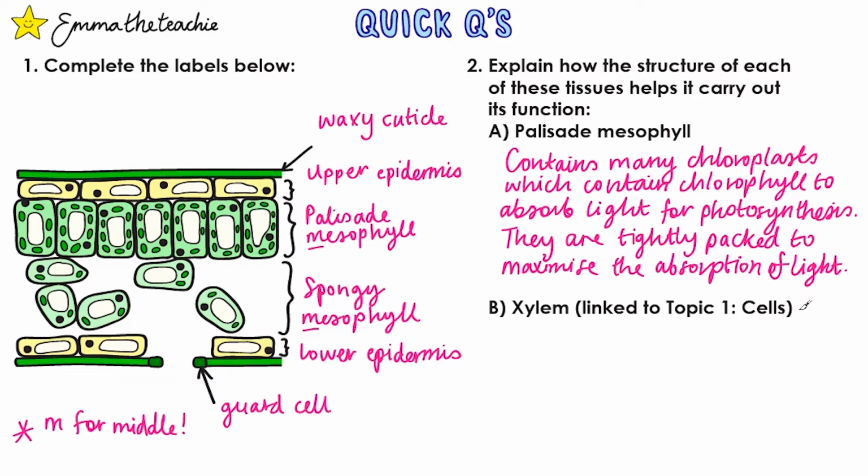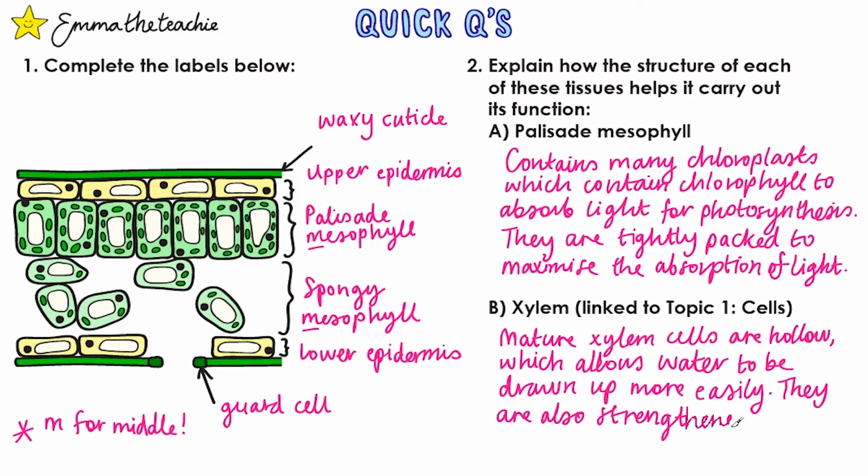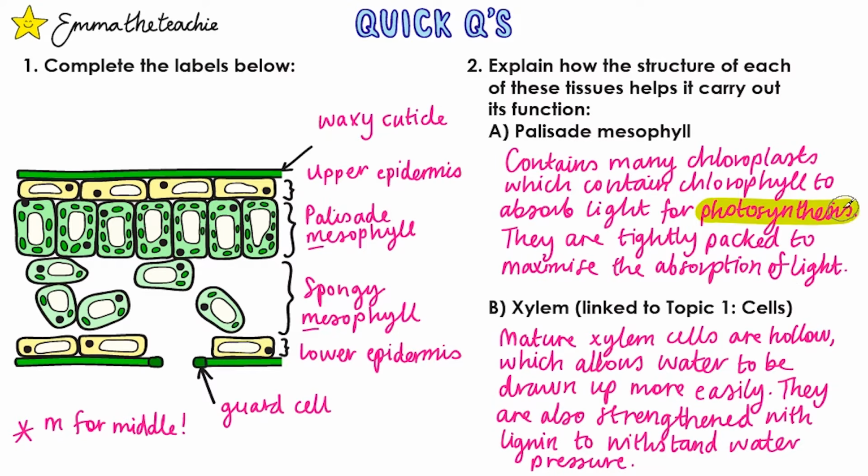B, the xylem, and this is linked to topic 1, cells. Well, mature xylem cells are actually hollow. This allows water to easily be drawn up through the plant. They are also strengthened by lignin. This allows the plant to withstand the pressure of water. If you struggled with that one, make sure you go back and revise Specialized Cells, as this is covered there. And just a note, you also need to make sure you really clearly highlight the function of each tissue in your answer. Okay, so how did you do on the questions?